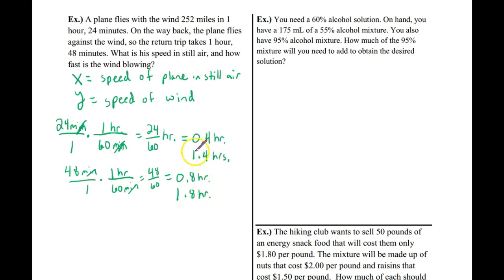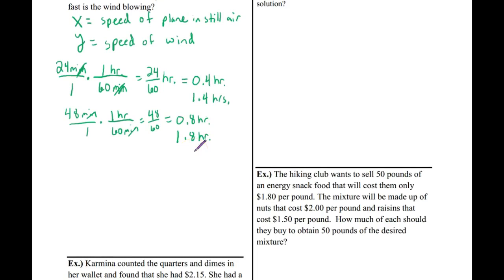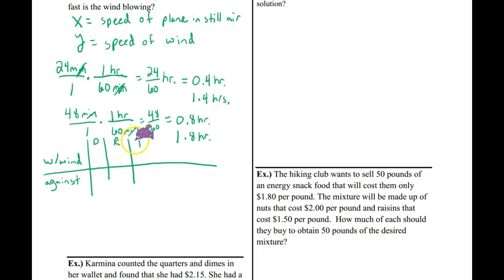Alright, now that I've converted that, I can go ahead and move on to my chart. So I have a trip with the wind. I have a trip against the wind. And I know distance equals rate times time. And then I start to fill in my boxes.